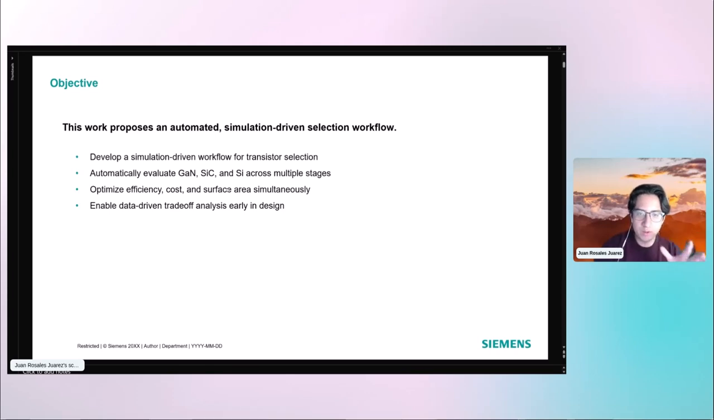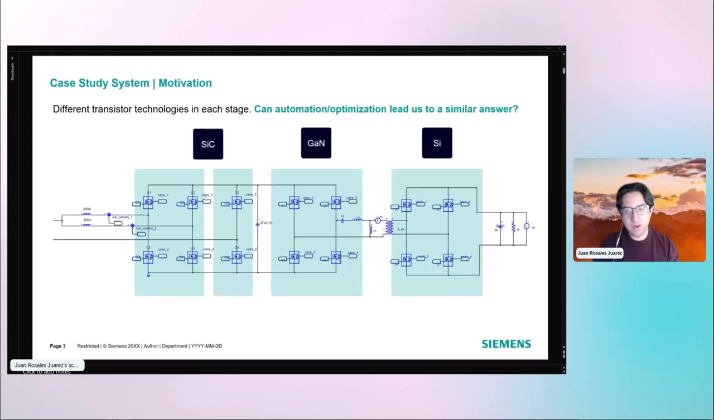The main focus of this workflow is to optimize the efficiency, cost, and surface area, which are very important pain points in today's design, specifically for data center GPU, or data center power supplies in general. Eventually we will generate a bunch of data, and with that data we will be able to make decisions, essentially. So what's the origin of all of this?